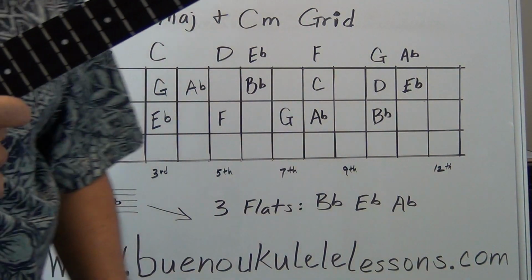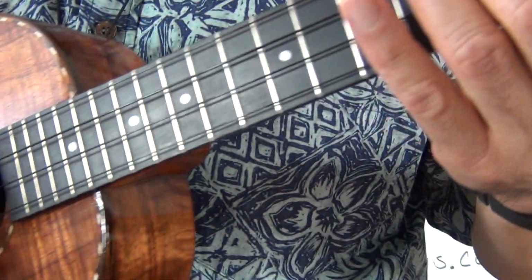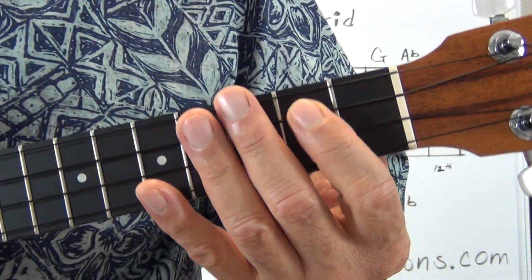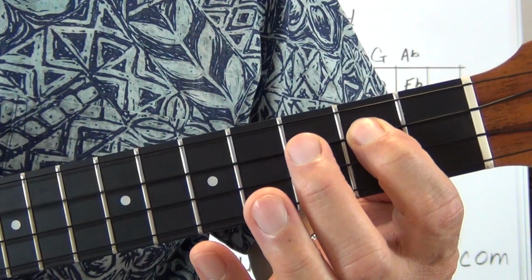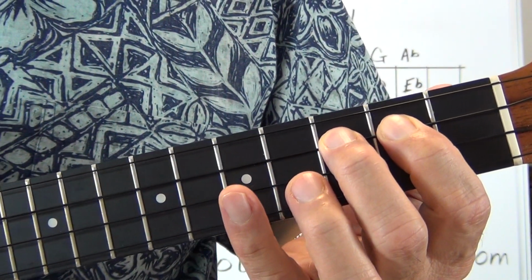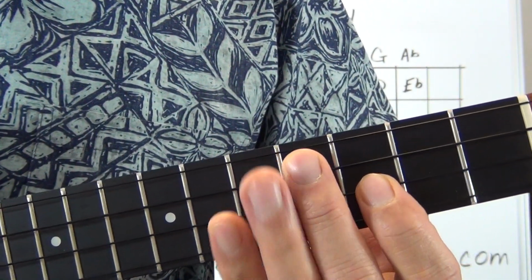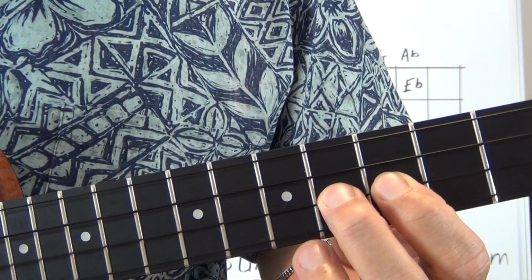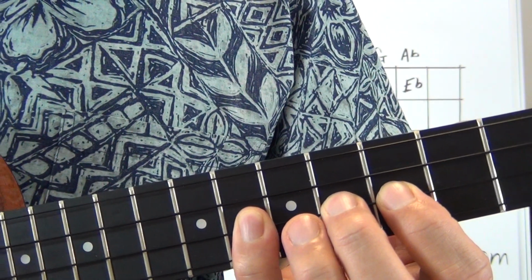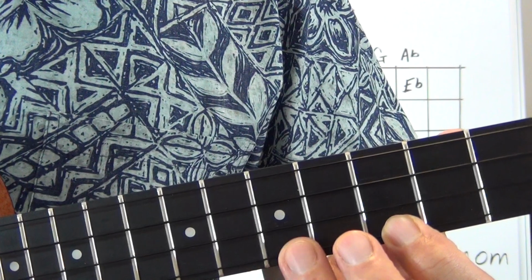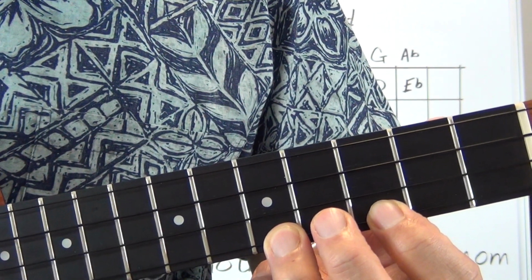Okay, here we go. We're going to go from D to D, 2nd fret, 3rd string. Here we go, not too fast. D, E flat, F, next string G, A flat, B flat, C, D. One more time.